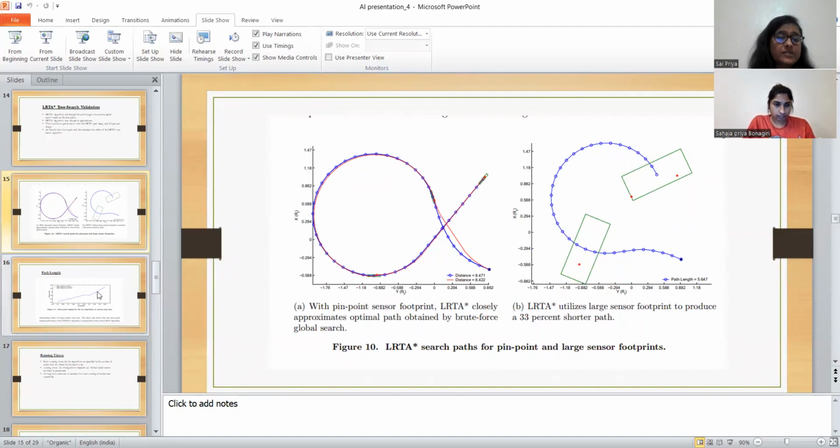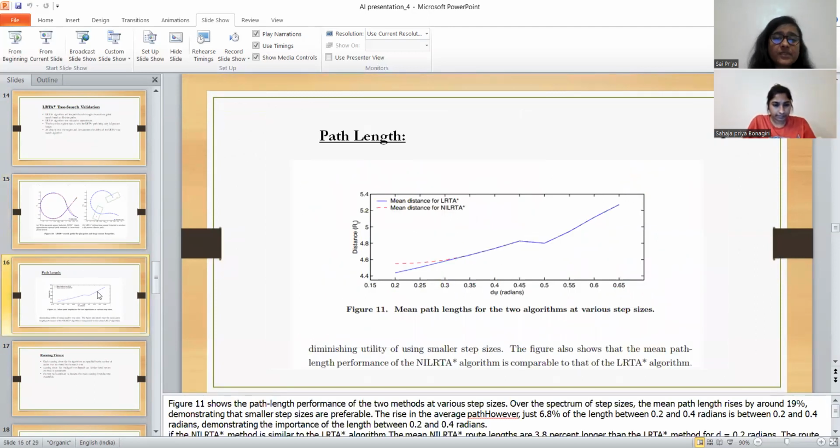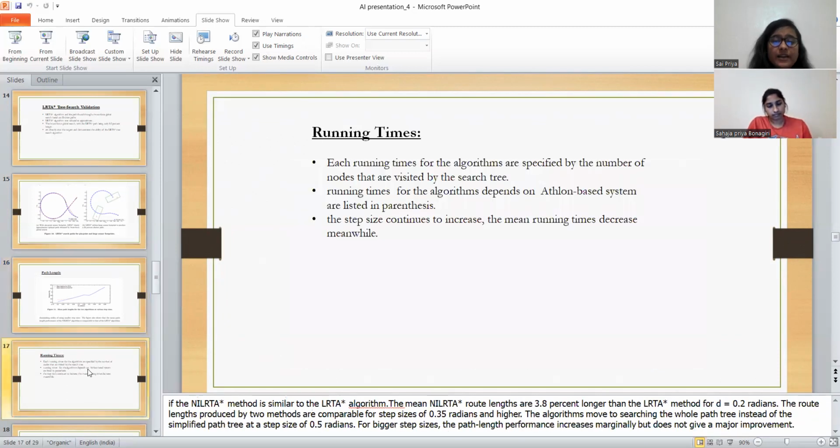And coming to the next slide, this is a path length, and path length is LRTA and NRTA. The various step sizes include, and also this is a running time of both algorithms. We have to compare in 0.2 radians, and this is not running times decreases in meanwhile. This algorithm depends on anthol based systems listed in parentheses.